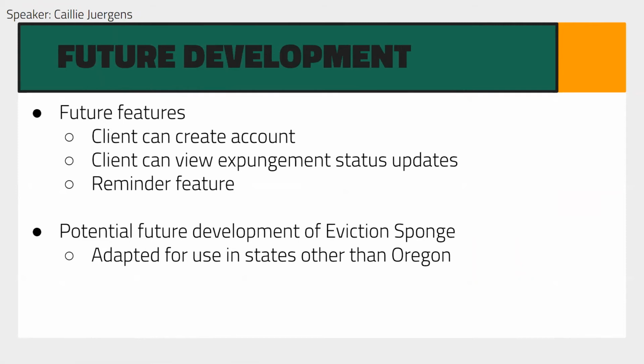A potential future feature could be one where the client can create an account and view updates related to their eviction expungement process. Another option could be a feature that sends a reminder that is integrated with the client's calendars. Potential future development of EvictionSponge might include adaptation for use in states other than Oregon. This would require knowledge of the processes followed in other states for eviction expungement.